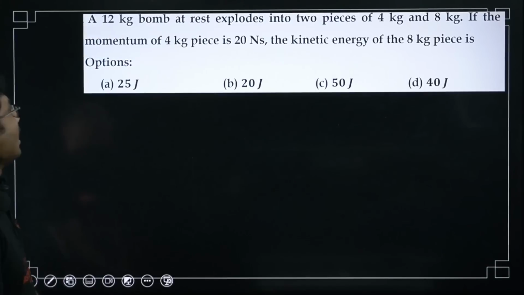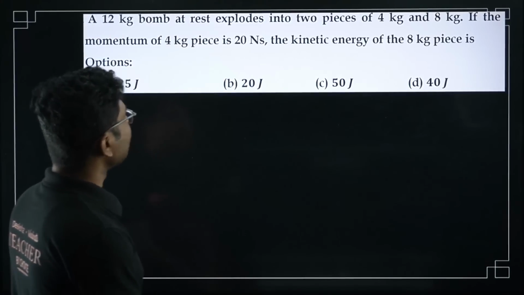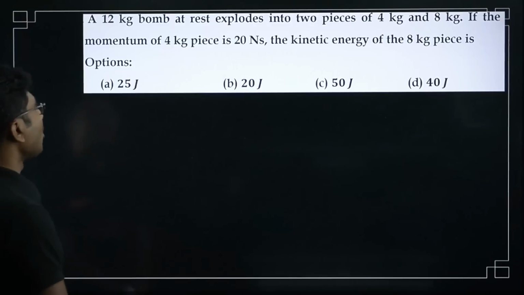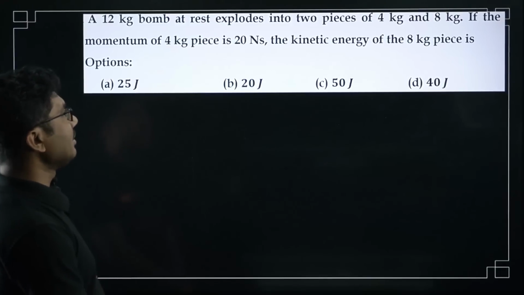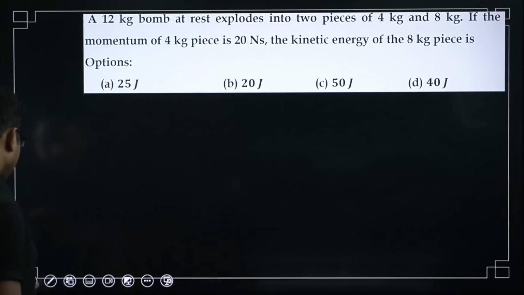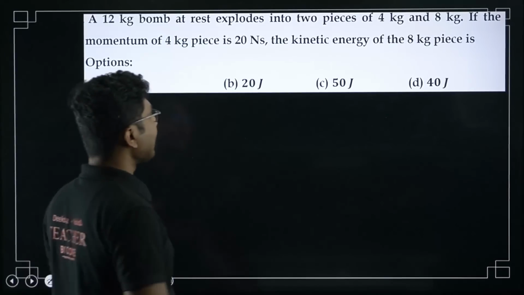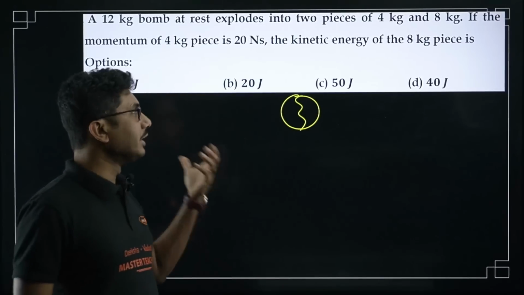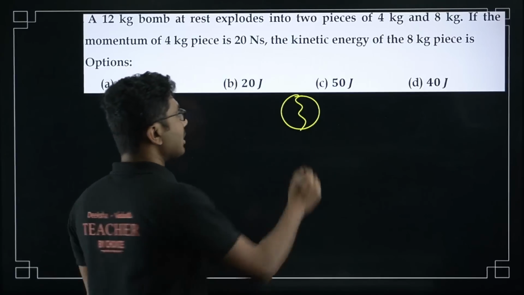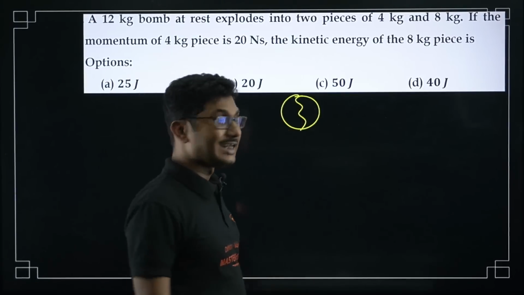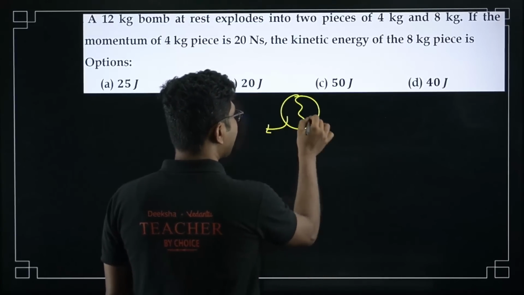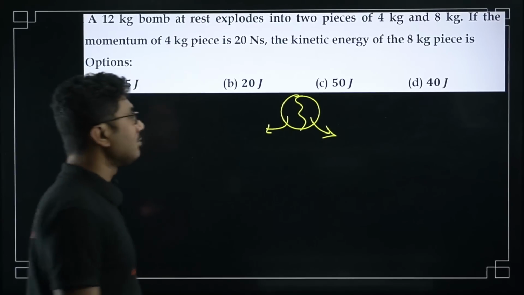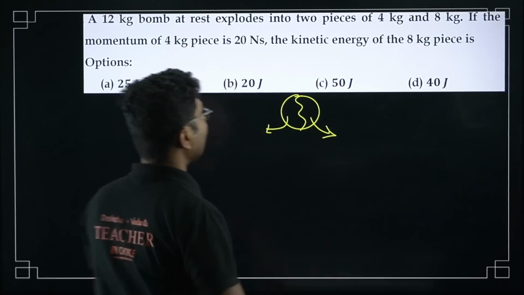Next question. A 12 kg bomb at rest explodes into two pieces of 4 kg and 8 kg. If the momentum of the 4 kg piece is 20 Newton second, find the kinetic energy of the 8 kg piece. First of all, you have to realize that there was only one single bomb. You can do it in a longer way, or you can do it in a smarter way. Because it is a single bomb which was initially at rest, after they separate, their momenta must be equal, from the conservation of momentum.